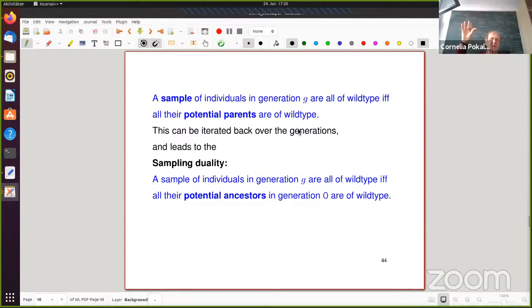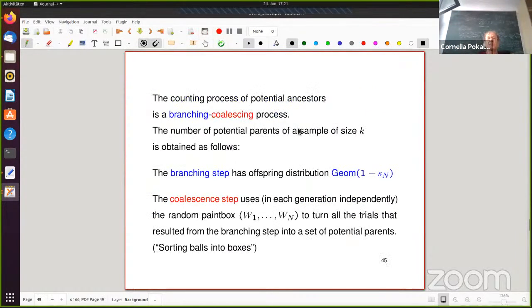It must not touch any beneficial individual. If it's just one at this early generation, then it must avoid this one thing, and then and only then are all the latecomers of wild type. Now it's all a question of counting, right?